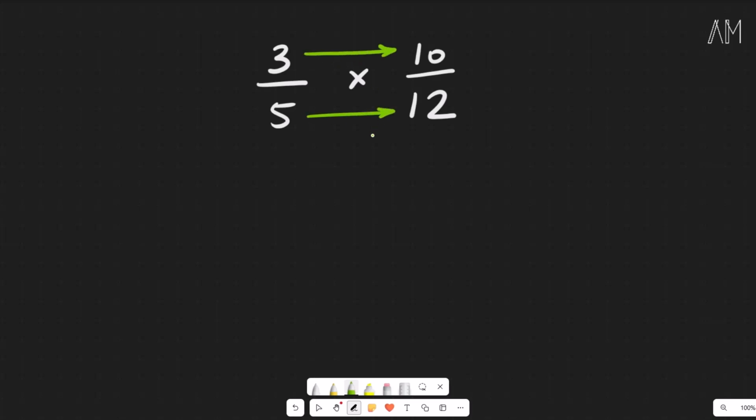In this example we have 3 over 5 multiplied by 10 over 12. To multiply fractions, all you have to do is simply multiply the numerator by the numerator and the denominator by the denominator. So the answer will be 30 over 60. Now I can simplify my fraction by dividing up and down by 10 first of all. It will become 3 over 6, and later on I can still divide by 3 for both of them, and the final answer will become 1 over 2.